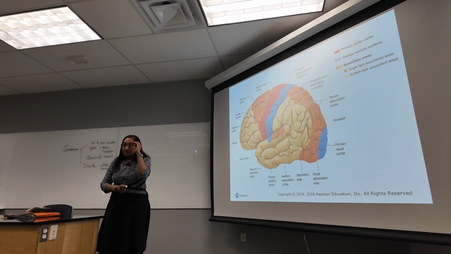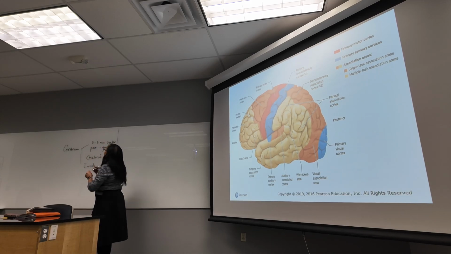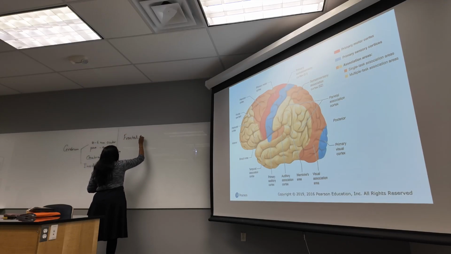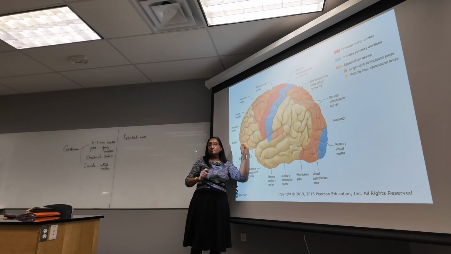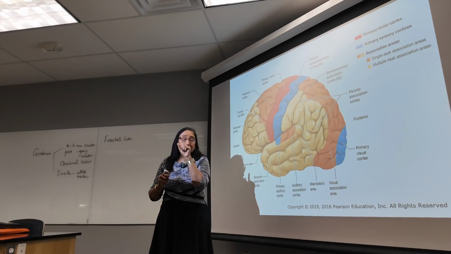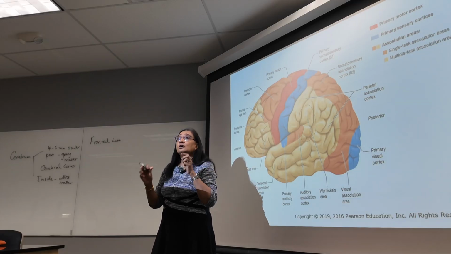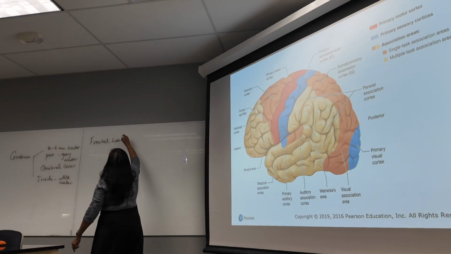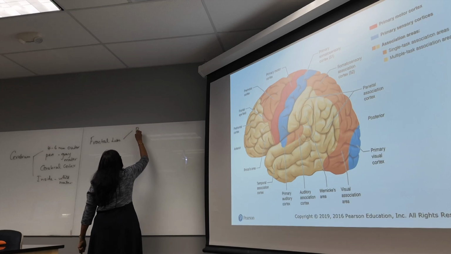Okay, so let's start with the frontal lobe. The frontal lobe is responsible for a lot of higher functions. Especially the anterior portion of the frontal lobe, we are talking about the gray matter, where the cell bodies of the neurons are. So we are talking about the neurons and what is the function. The very anterior portion of the frontal lobe is called the prefrontal cortex.